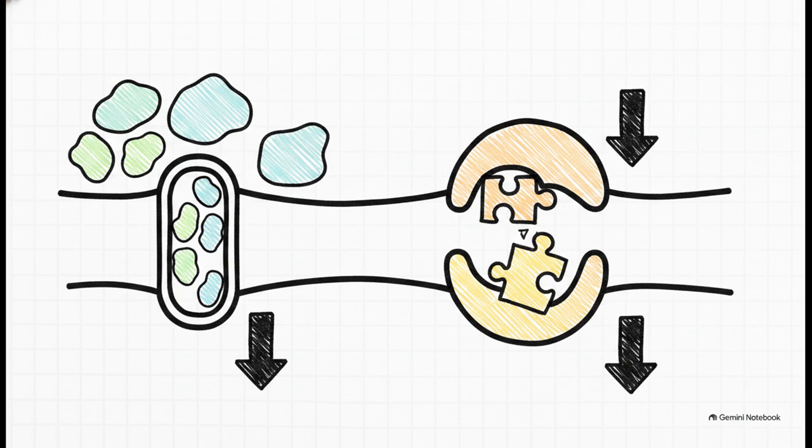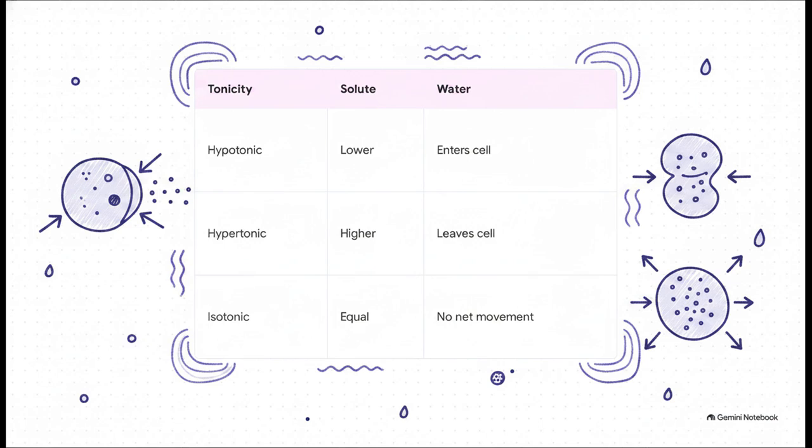Now, let's look at a very specific and super important type of passive transport, osmosis. Basically, water moves naturally to dilute higher solute concentrations, and depending on the tonicity, this can actually cause a cell to swell or shrink. If the outside environment is hypotonic, meaning it has fewer solutes, water rushes into the cell. If it's hypertonic, water rushes out. In an isotonic state, things are equal, so there's no net movement. This natural balancing act is entirely passive, but absolutely crucial for the cell's survival.